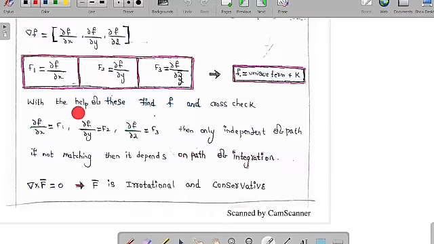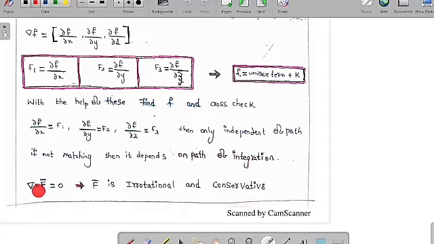It's a function of some unit terms and constants, and we try to do the cross check also. If it is satisfied, then only we can say that the line integral is independent of the path traveled. Otherwise, it depends upon the path we travel. So simply we can say del cross f bar is equal to 0, meaning f bar is said to be irrotational and conservative.